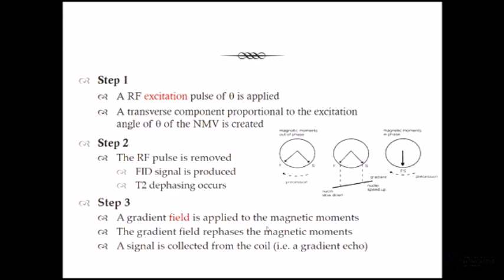So gradient field is applied. Remember we spoke about gradients before, so that's our X, Y and Z gradient field superimposed over the main magnet. So we turn those on in a known way to speed up and speed down the protons. So they will rephase very similarly to what we saw with the 180 degree pulse until we get the formation of a maximum, our gradient echo.